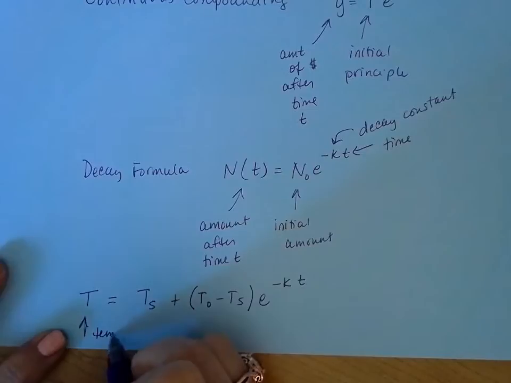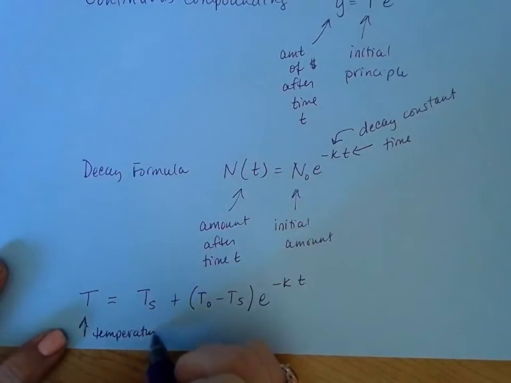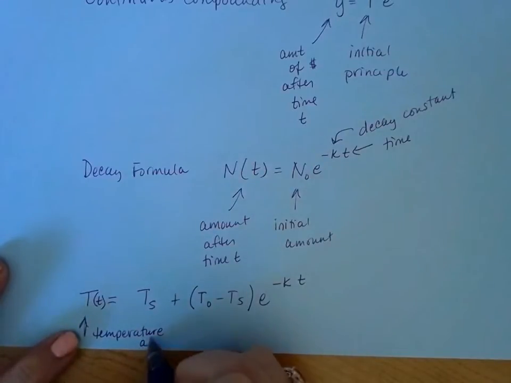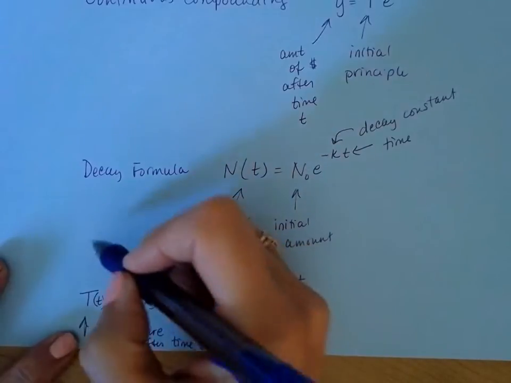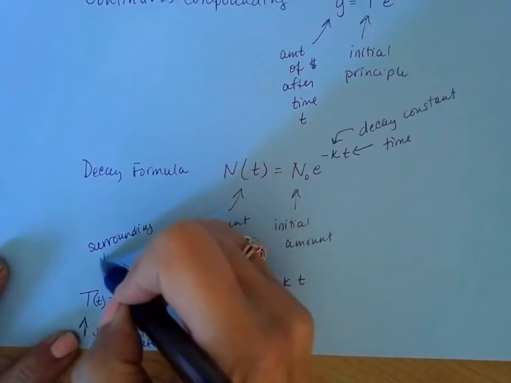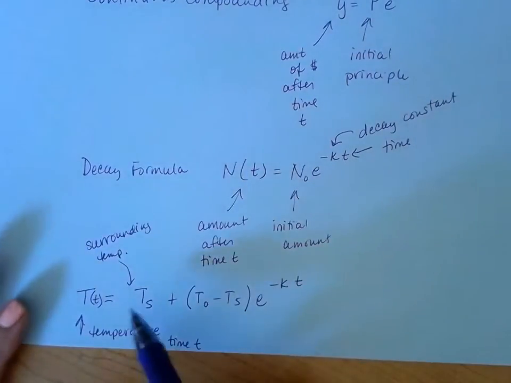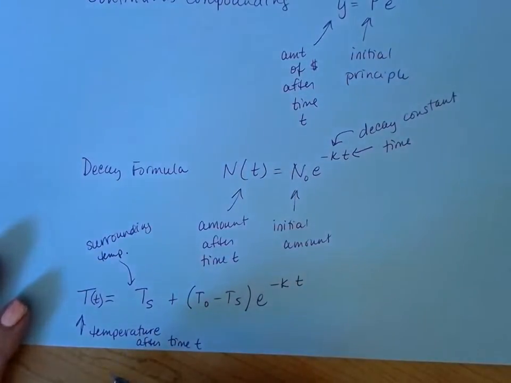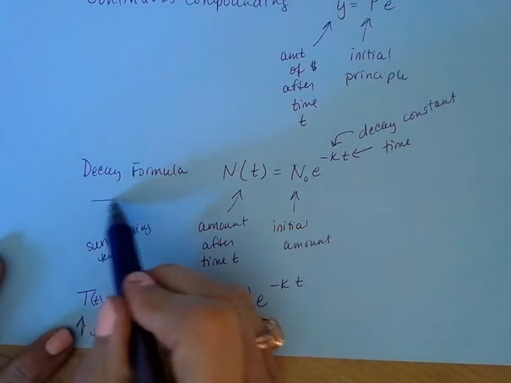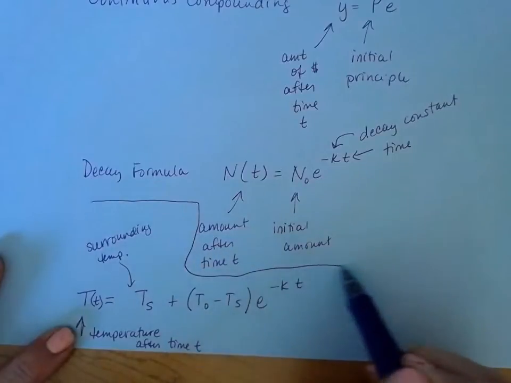T is your temperature of the substance, whatever it is, and we'll just go ahead and write this as a function. Temperature after time T. T sub S is the surrounding temperature. So let me explain that to you. If I'm drinking hot coffee and it's 20 degrees outside, the coffee is going to cool off more quickly than if I am drinking hot coffee and it's 80 degrees. So that has to be taken into account for this equation. Let me just kind of circle this off.